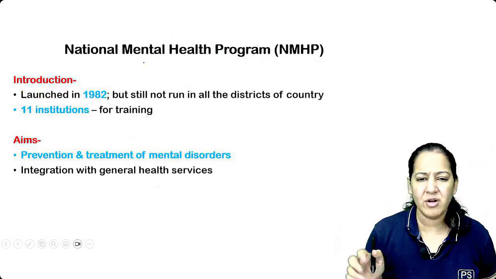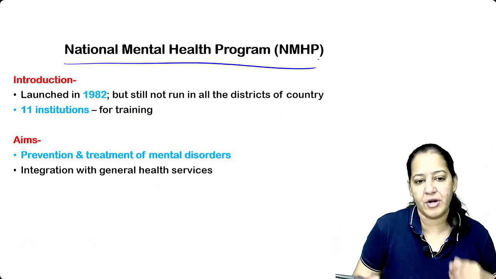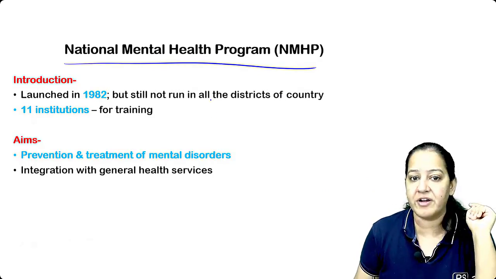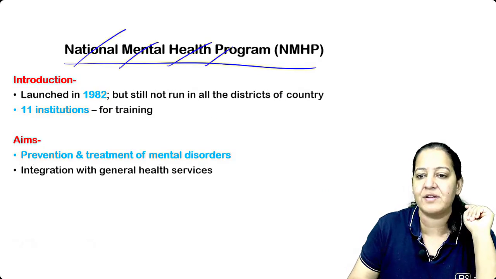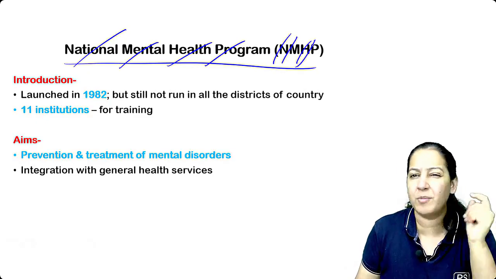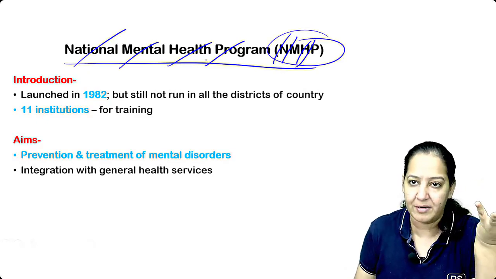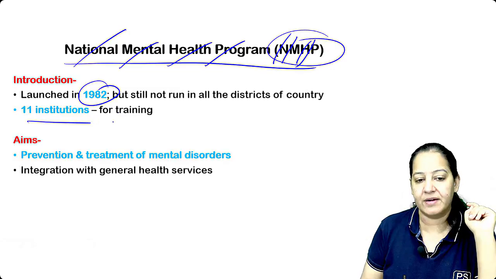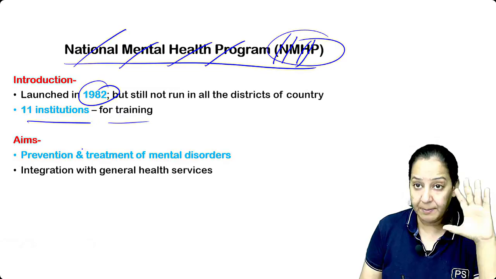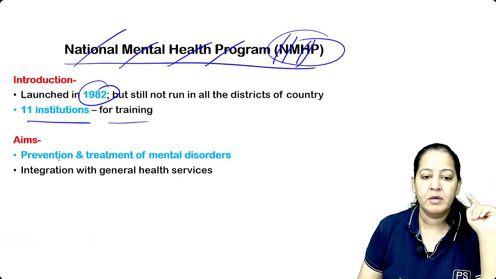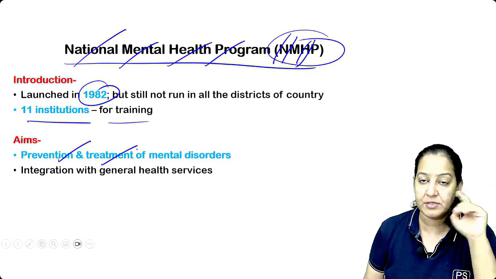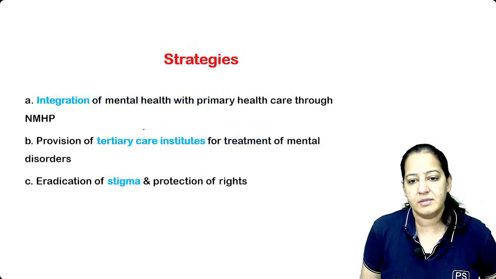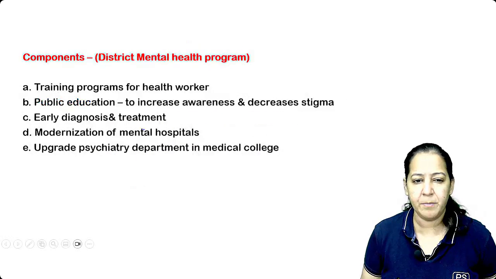Now this program I'm going to cover in the National Health Program. You can leave it here. Nothing important. The government has started a program for mentally ill persons. The name of the program is the National Mental Health Program. Nobody is going to ask you this. It was established in 1982, and a total of 11 institutes are there for training. The main aim of the program is prevention and treatment of mental disorders. That's it. Nothing important.